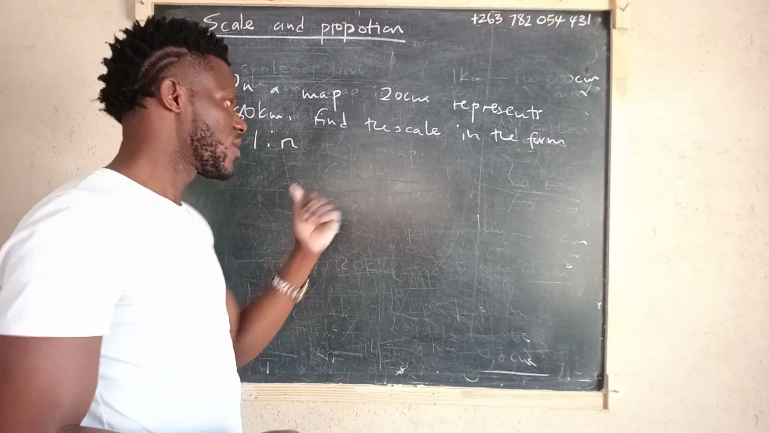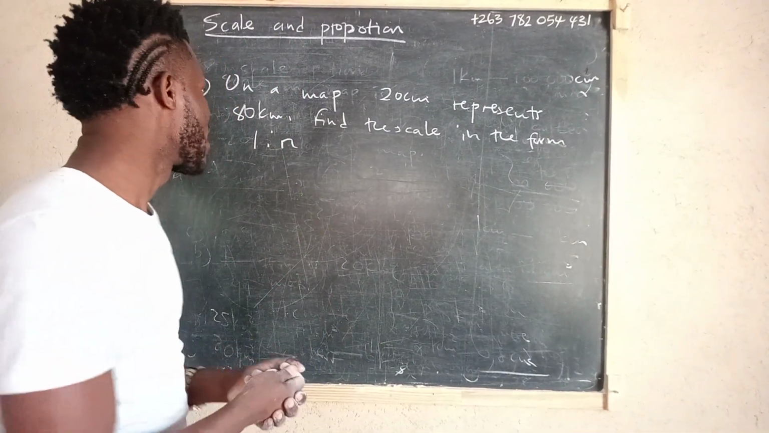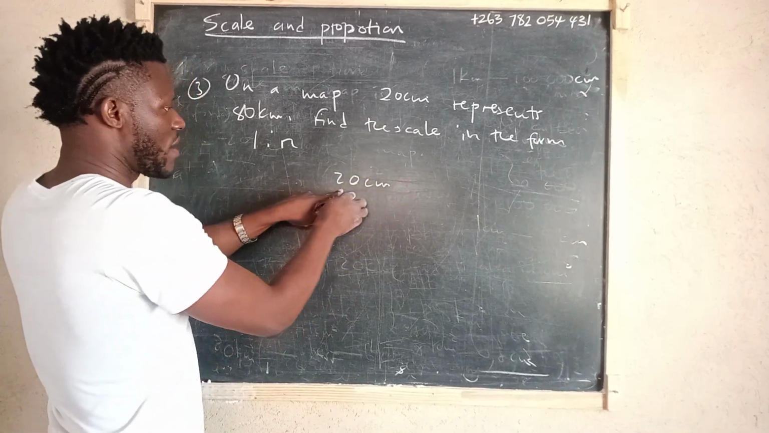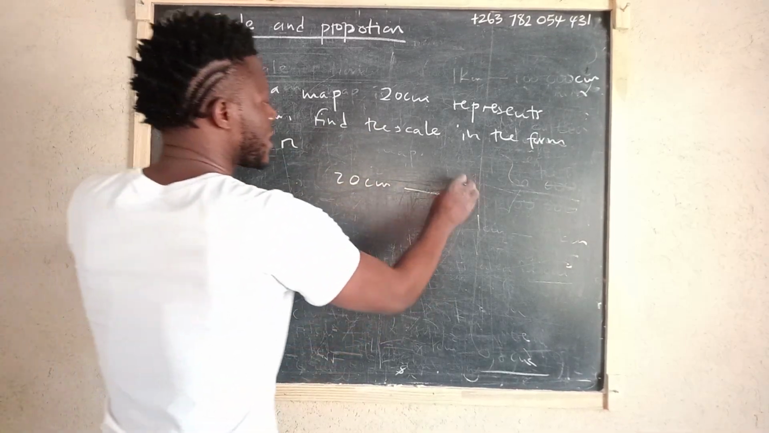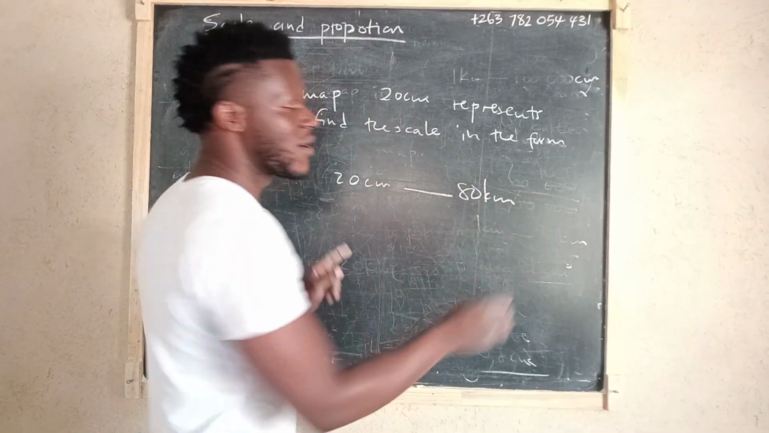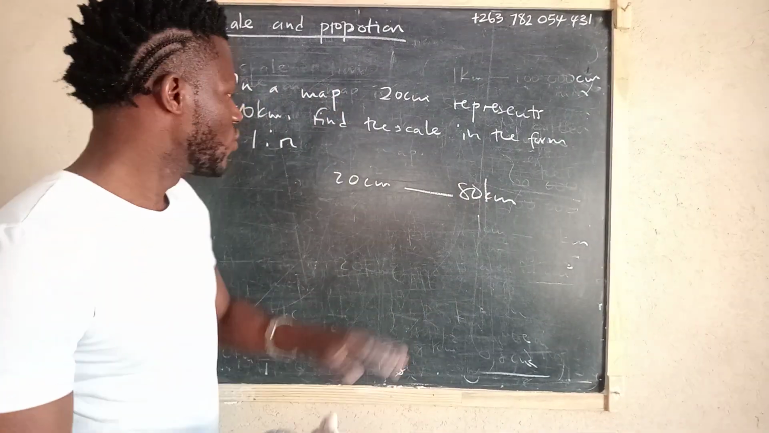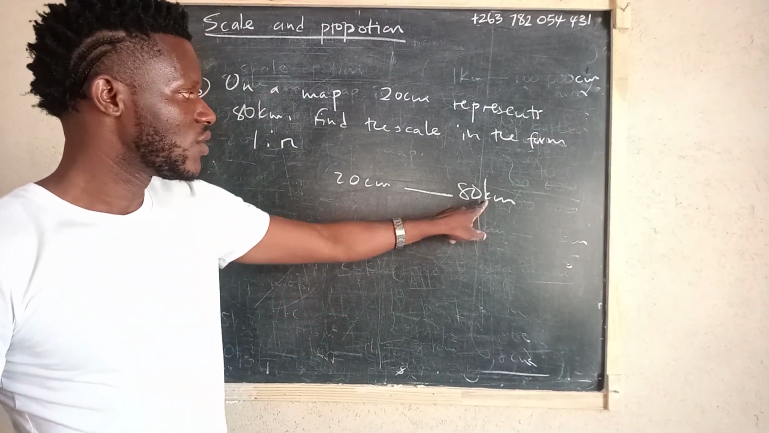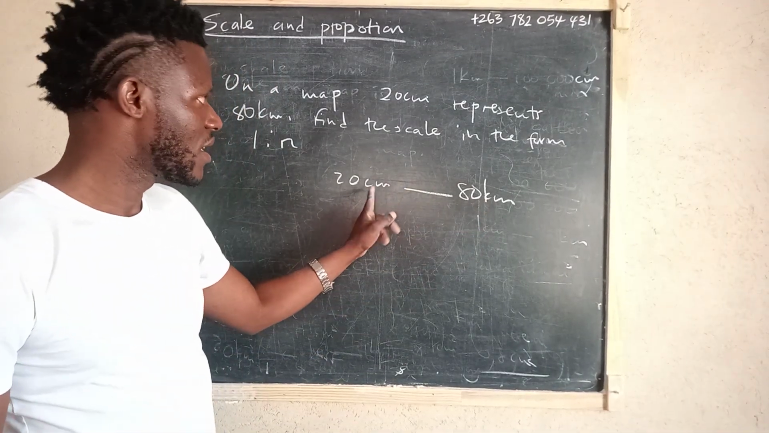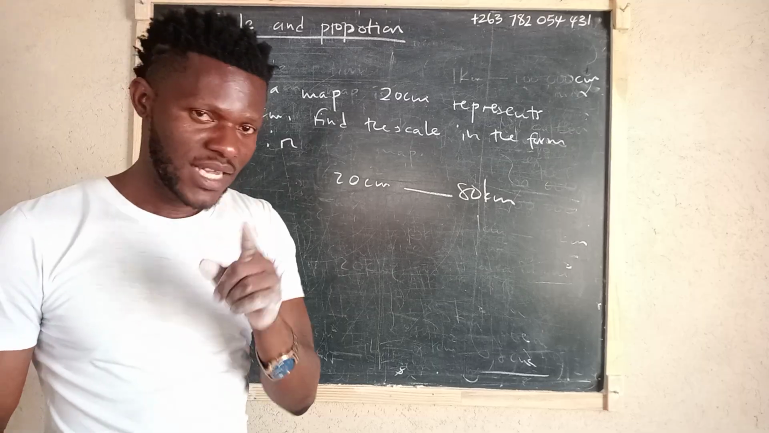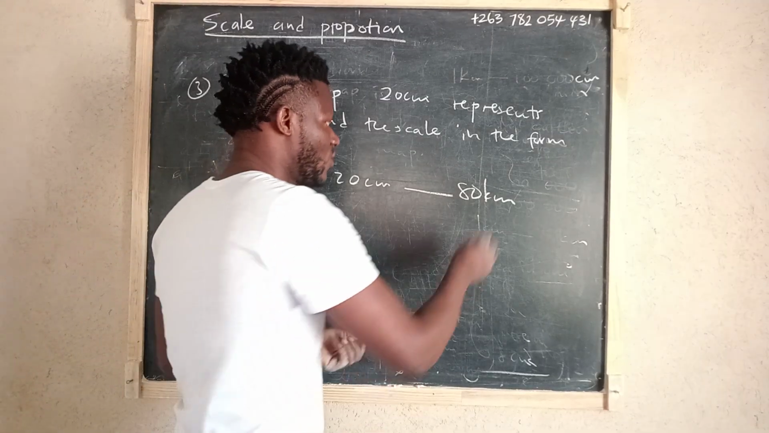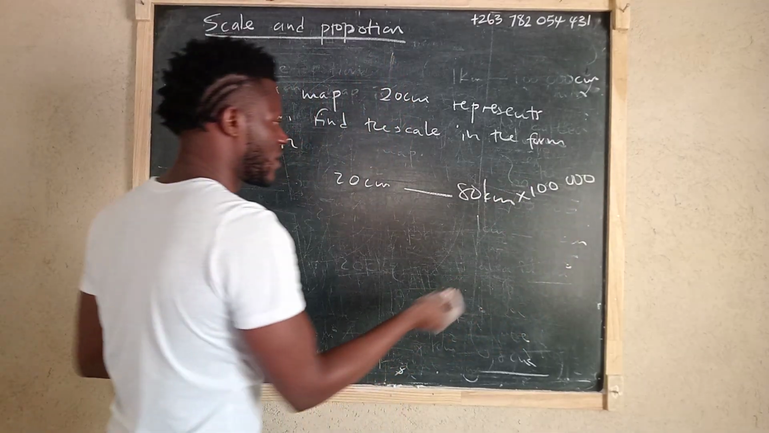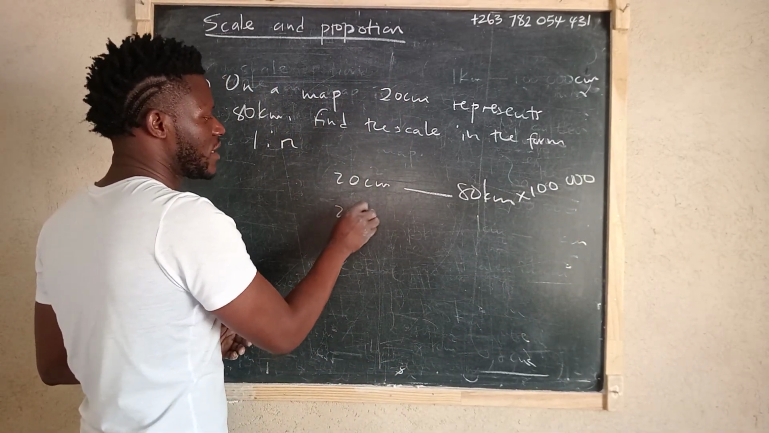So find the scale. Now we are finding the scale. You simply use this given length. 20 centimeters on map is representing 80 kilometers on the ground. But the first thing is, you must make sure that these lengths are of the same unit. So we need to convert kilometers to centimeters. We were dividing by 100,000, now we should multiply by 100,000. So it becomes length in centimeters.